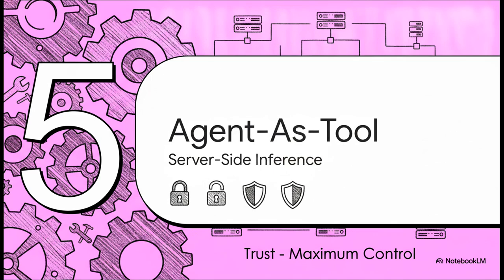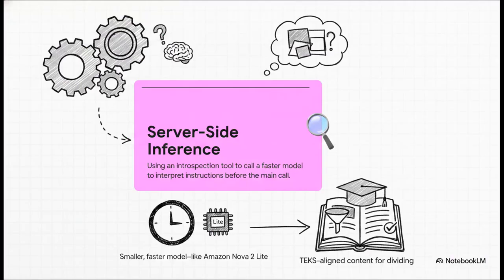Next up, section 5, the agent as tool approach, diving into server-side inference and maximum control. When you need pinpoint accuracy, you really have to stop relying on the client LLM to interpret your complex schemas. Enter server-side inference. This uses an introspection tool to call a faster, external model like Amazon Nova 2 Lite to interpret instructions before the main call. So, imagine a teacher asks for text-aligned content for dividing. You use that smaller, faster model on your server to perfectly map the natural language to your exact filter values before the main search ever happens.